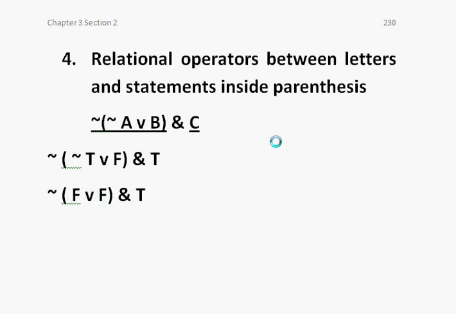And false, wedge, false is false, right? We keep the tilde out front, we put ampersand, we put T. And what's tilde false? Tilde false is true, ampersand T. And true dot true is true.